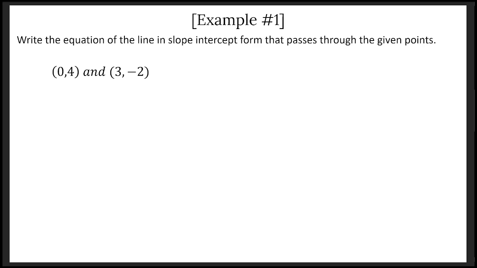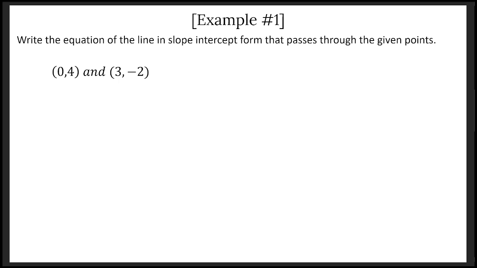Write the equation of the line in slope-intercept form that passes through the given points. We got (0, 4) and (3, -2). With these questions, we're just given 2 points, but we're not given the slope. If we're going to write slope-intercept form, we need to calculate the slope first.